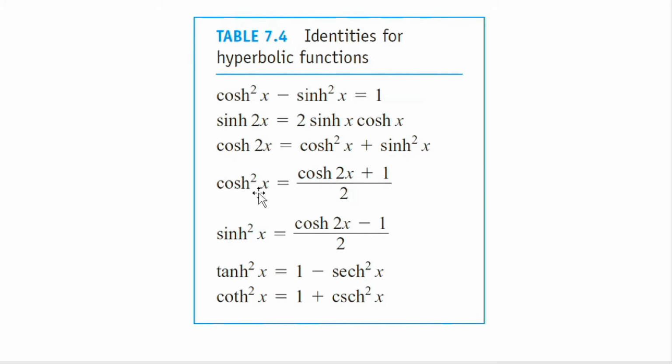Number four, the square of the hyperbolic cosine of x is equal to the hyperbolic cosine of 2x plus 1 all over 2. And the square of hyperbolic sine of x is equal to the hyperbolic cosine of 2x minus 1 all over 2. And second to the last, we have the square of the hyperbolic tangent of x is equal to 1 minus the square of hyperbolic secant of x. And the last one, we have the square of the hyperbolic cotangent of x is equal to 1 plus the square of hyperbolic cosecant of x.